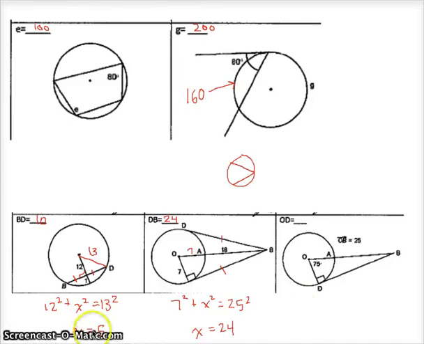All right, last one on this page, very similar picture. We have a right triangle here. Oh, and it's 75 degrees. I'm trying to find the distance from O to D. O to B is 25. Looks a lot like this one.